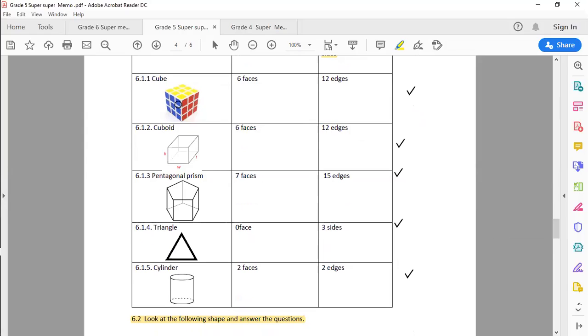Edges, how do you count edges? Wherever 2 faces meet, so it's 1, 2, 3, 4, and it's 5, 6, 7, 8, 9, 10, 11, 12. That's how you count it.